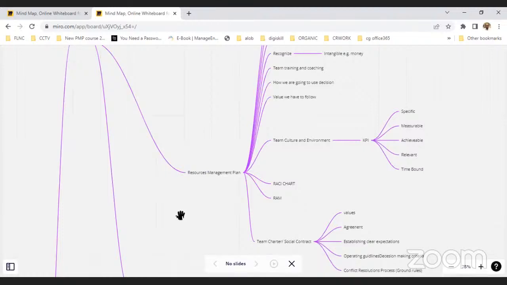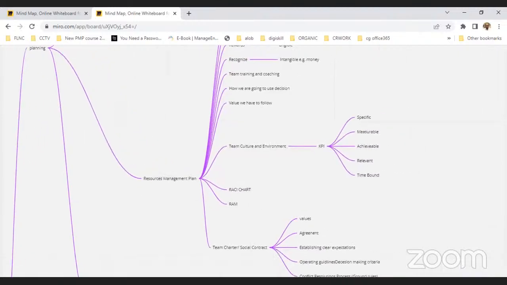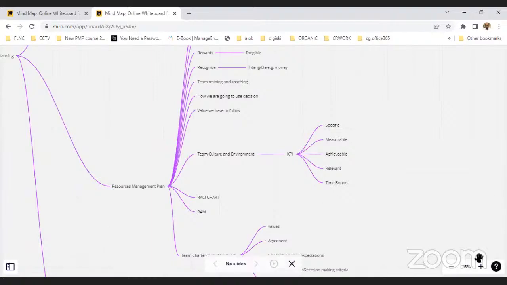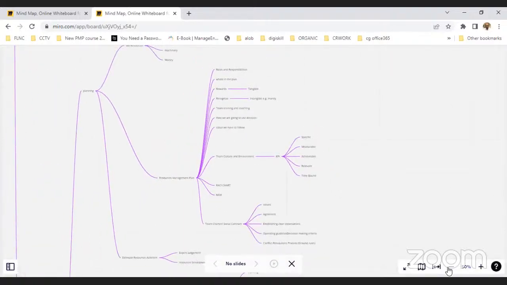Inside the rewards, we have tangible and intangible recognition, for example money. And team training and coaching. How we are going to make decisions, and the values we have to follow. Team culture and environment. We have the KPIs. Inside the KPIs, we have specific, measurable, achievable, relevant, and time-bound.